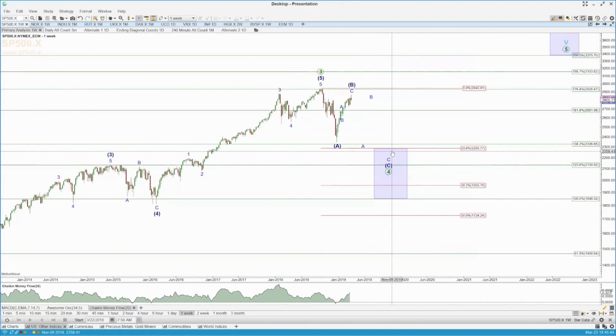The big difference being that we will have a more complex structure to the downside, and it will eat up more time than if we just get a straightforward C wave down to a new low.